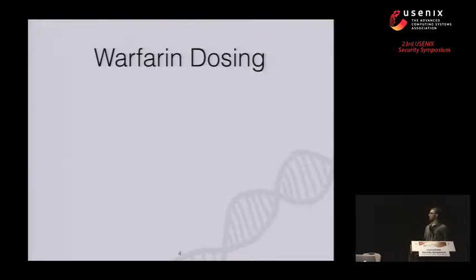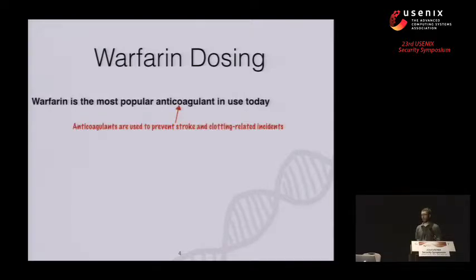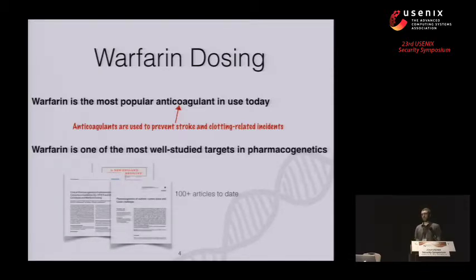And today we're going to look at one particular application of pharmacogenetic medicine: warfarin dosing. Warfarin is a really popular anticoagulant drug. And an anticoagulant is basically just a type of medicine that inhibits blood clotting. So this can help with things like stroke and other related risks. And it turns out that warfarin is actually one of the oldest and most well-studied applications of pharmacogenetics around. There are already over 100 articles and more appear each year.